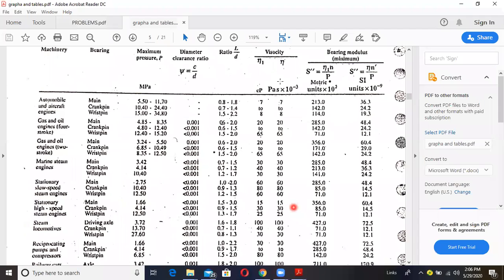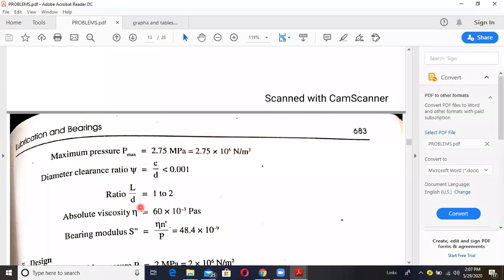Next viscosity, in centipoise, in Pa·s. So mine, how much are we having? 60 into 10 to the power of minus 3 Pa·s. That is nothing but eta. See here, 60 into 10 to the power of minus 3 Pa·s.